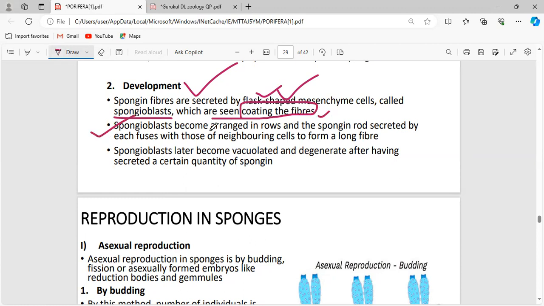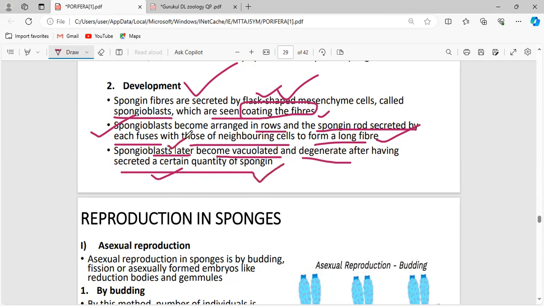Now, the spongioblasts become arranged in rows, and the spongin rod secreted by each fuses with those of neighboring cells to form a long fiber. One spongin fiber will be connected to another spongin fiber, so it forms a long fiber. Later this spongioblast becomes vacuolated, meaning there is nothing present in it, and degenerates after having secreted a certain quantity of spongin.